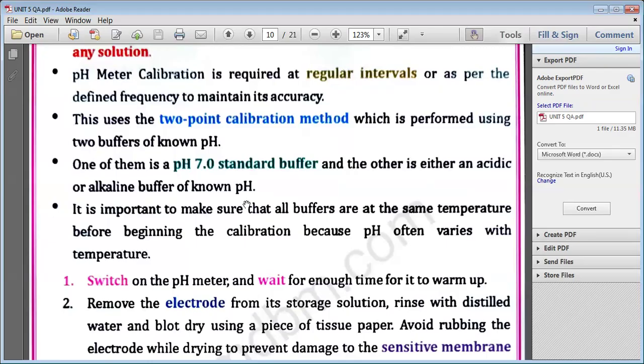So all these details have to be included in the calibration logbook of the pH meter, mentioning the equipment name, the make, the model, and the ID of the equipment or the pH meter. It is important to make sure that all the buffers are at the same temperature before beginning the calibration, because pH often varies with the temperature.